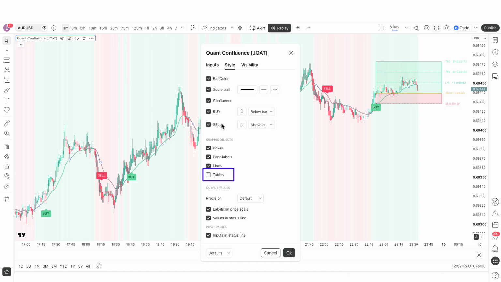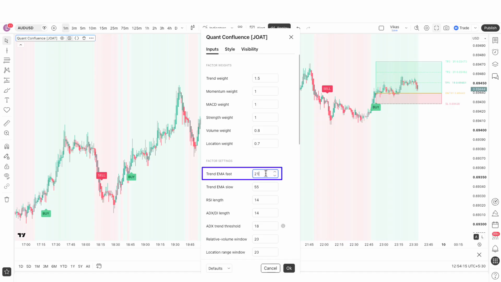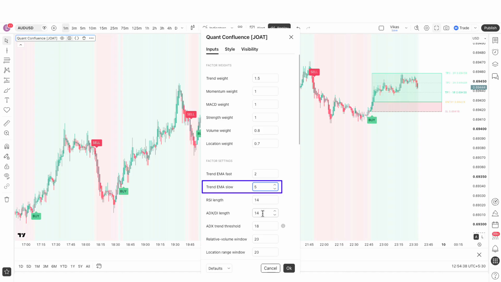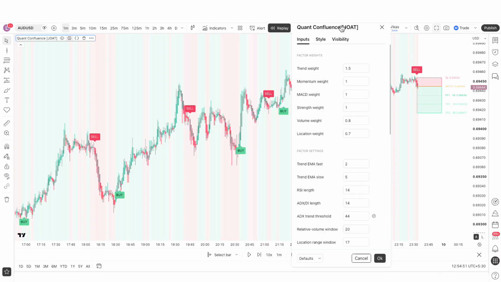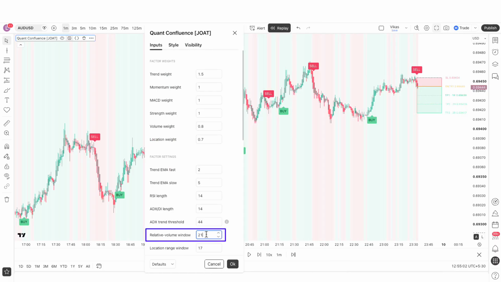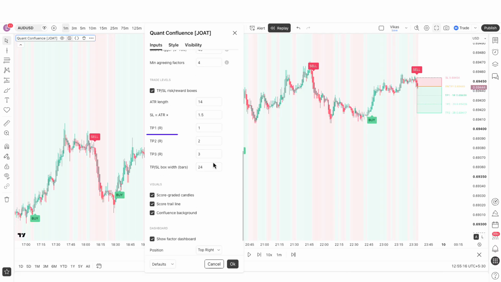First, if there are any options you wish to hide, do so to keep the chart clean and easy to read. And then change trend EMA fast from 21 to 2, trend EMA slow from 55 to 5, ADX trend threshold from 18 to 44, location range window from 20 to 17, relative volume window from 20 to 21, RSI length from 14 to 15, TP2 R from 2 to 1.5, and TP SL box width bars from 24 to 20. Once all changes are made, click OK.